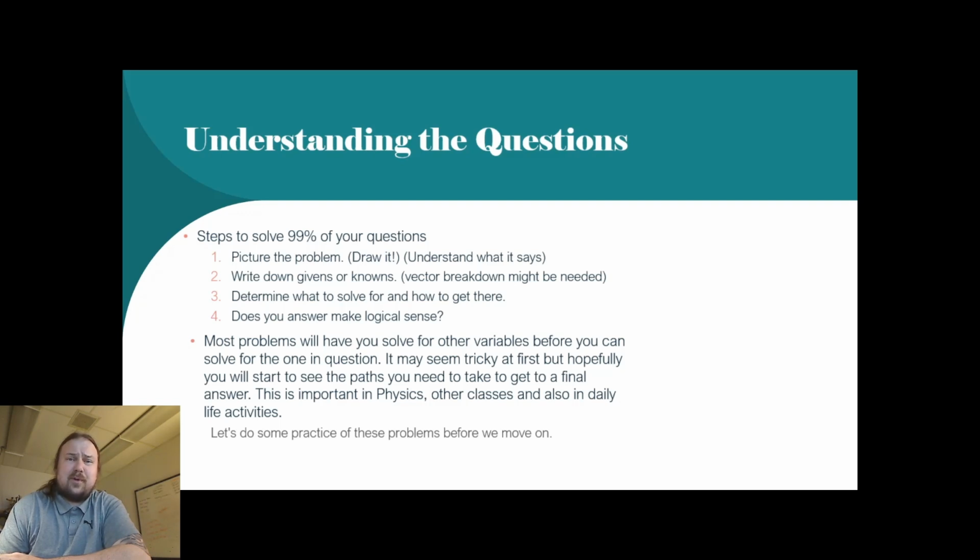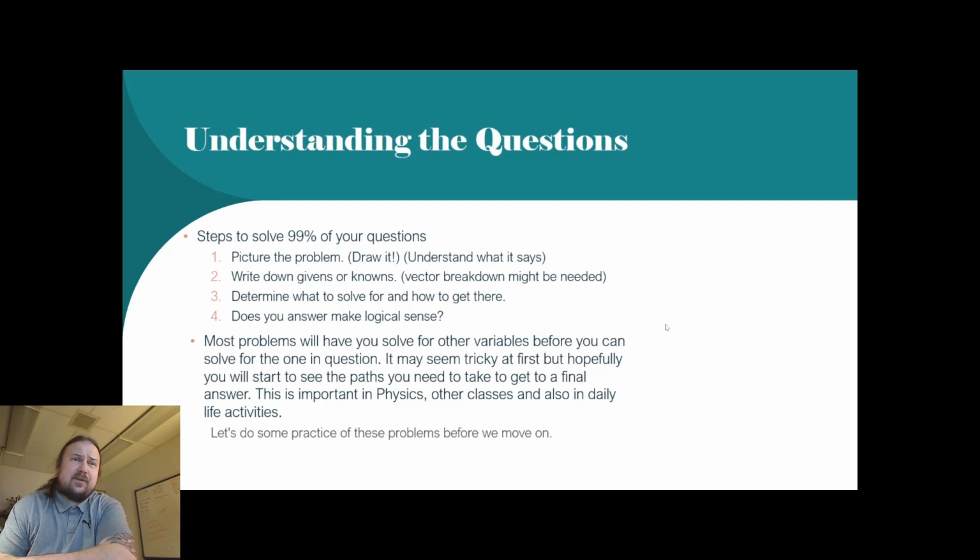Units can also help you out greatly here. If your answer ends up being 5 meters per second, that's not what you were solving for. You weren't looking for a velocity, you were looking for a distance. So you might want to go back and check your work and see what was going on. It can help out a lot to look back at your answer and say, does this actually make any sense at all? Okay? You don't have to follow these. These are just suggestions that I do, and I write them down every time.